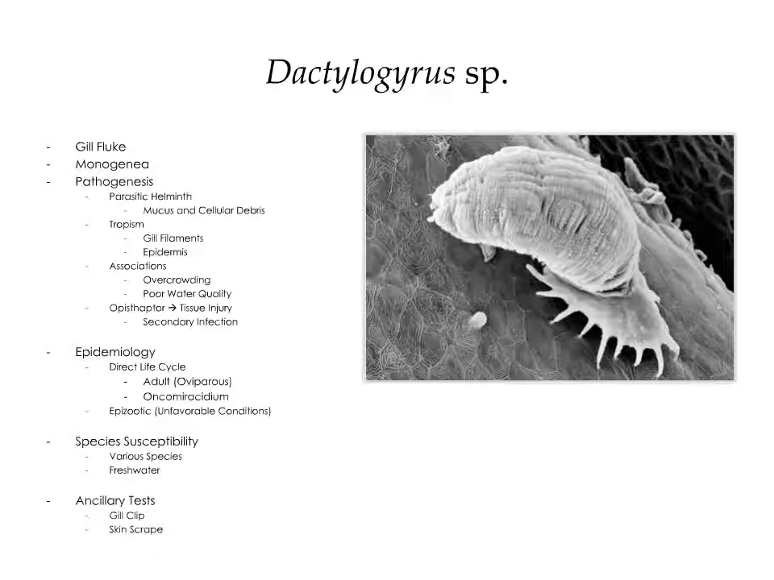The opisthaptor is a unique anatomic feature of Monogenea. The parasite uses the opisthaptor to anchor itself to the host. In so doing, it causes tissue injury, which can result in secondary bacterial infection.